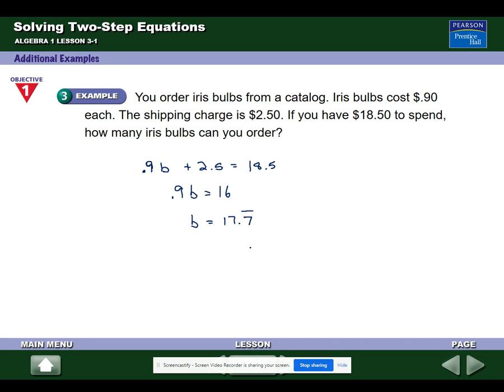So answer the question. How many bulbs can you order? Would you round up and say 18? Better not. This would not be a situation where you would round up. Yes, 17.7 does round up to 18, but you don't have enough money for that 18th bulb. It's actually 17 bulbs. You have enough money to get part of that 18th bulb, but not enough to get all of it. So you can buy 17 bulbs.